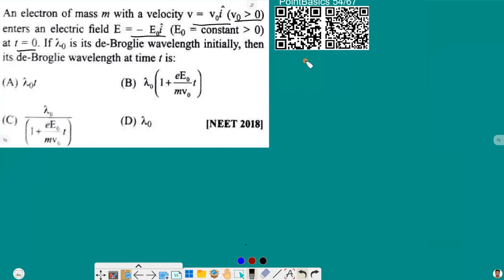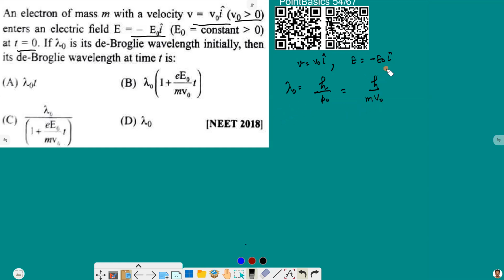So it is mentioned that initial velocity is v naught i and electric field is minus E naught i. And we have to find the answer in terms of lambda naught. So lambda naught will be h by p naught, and that is basically h by initial momentum, which will be mass times initial velocity, that is v naught.